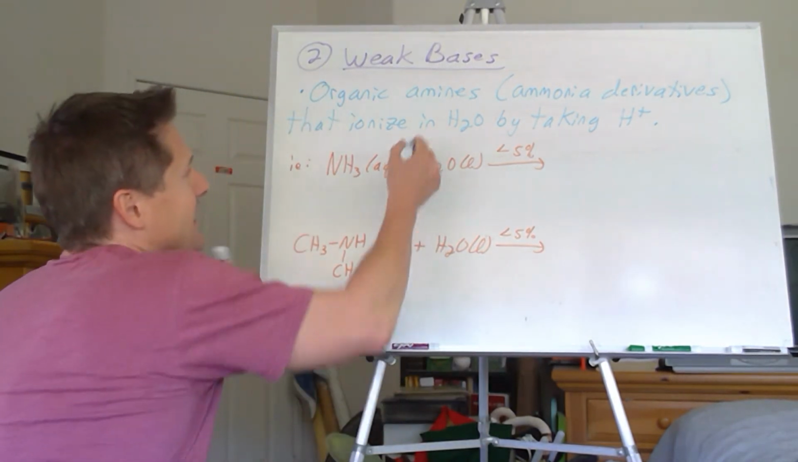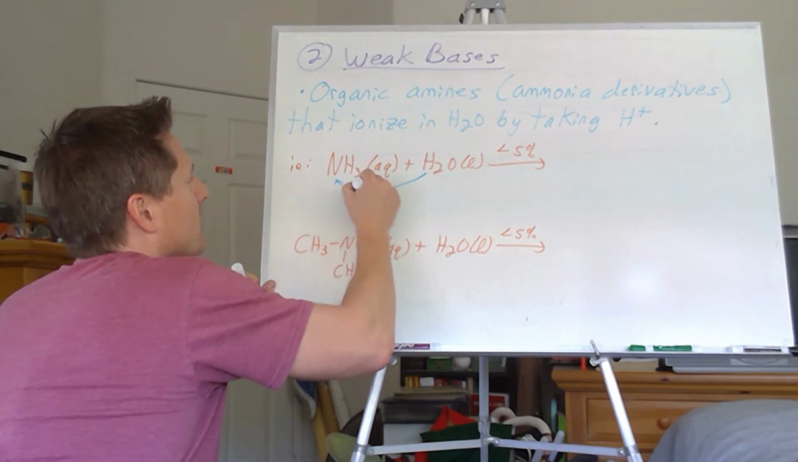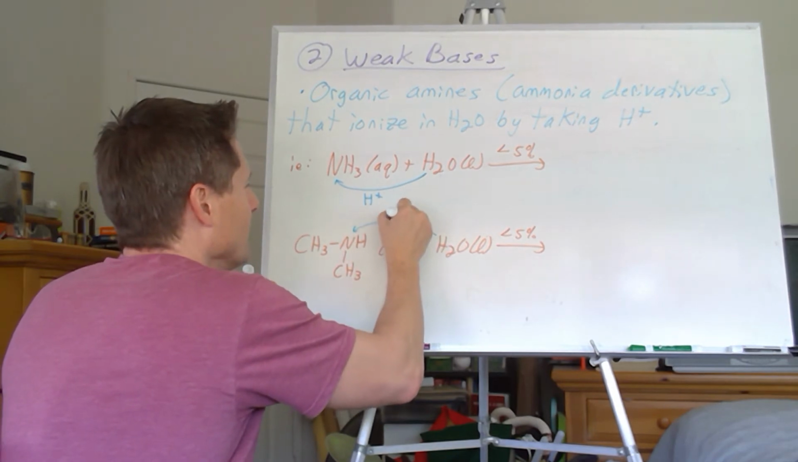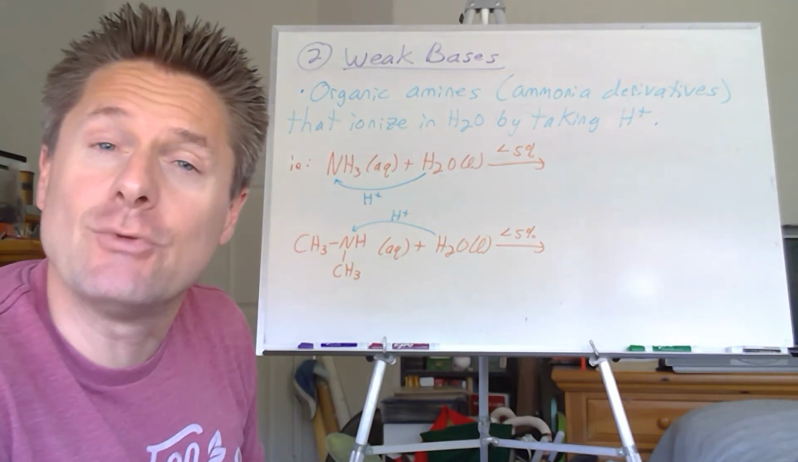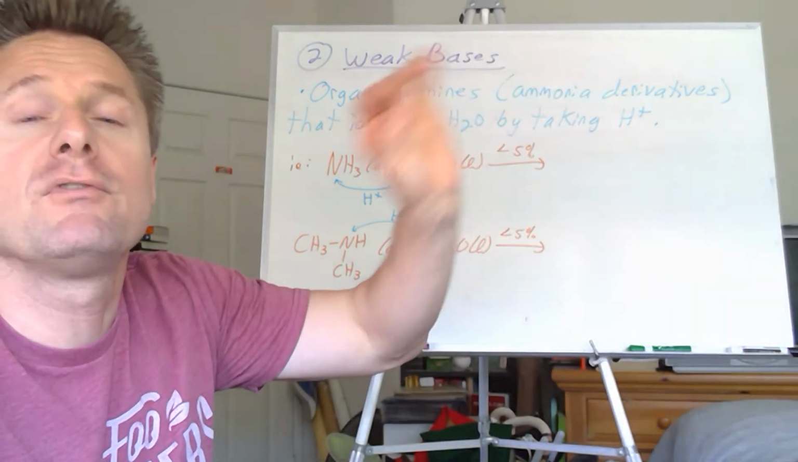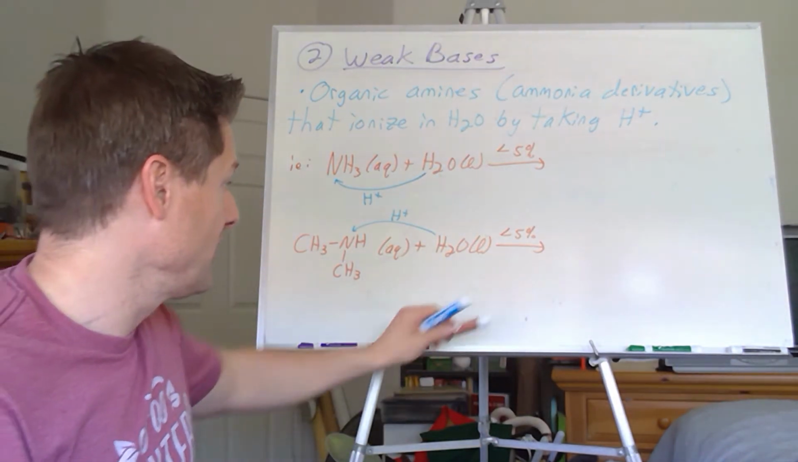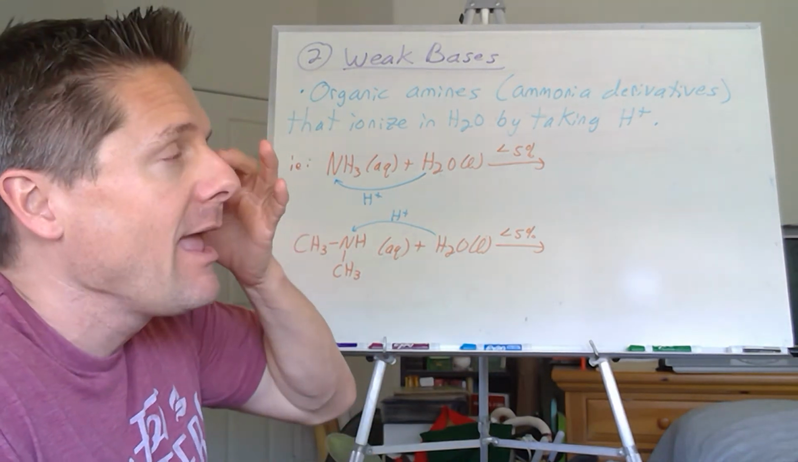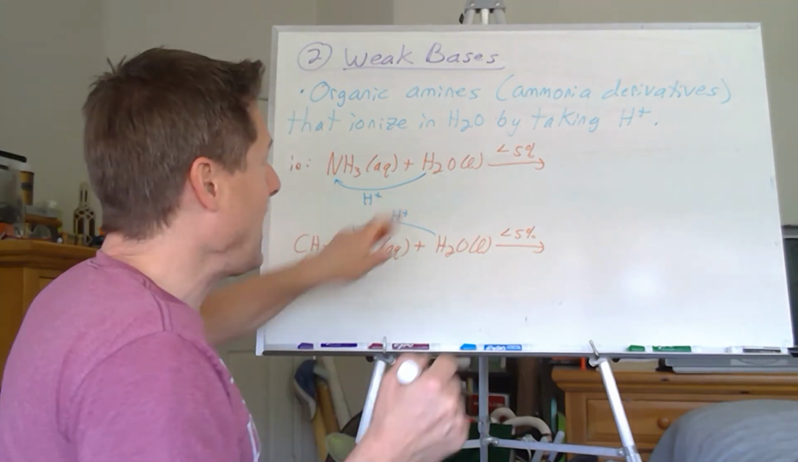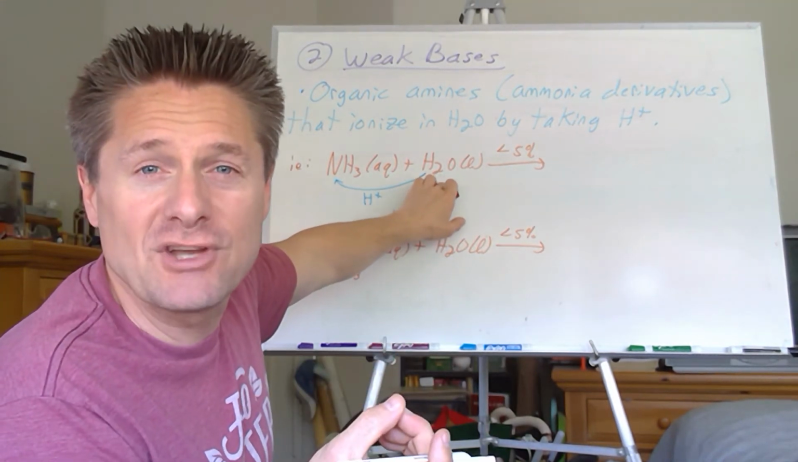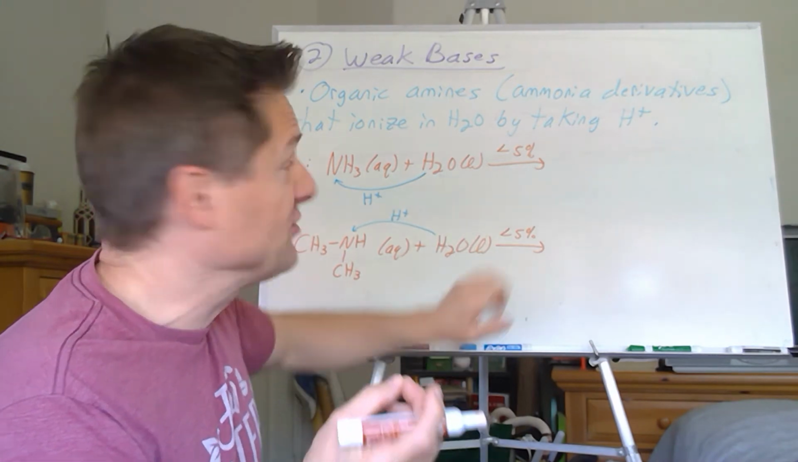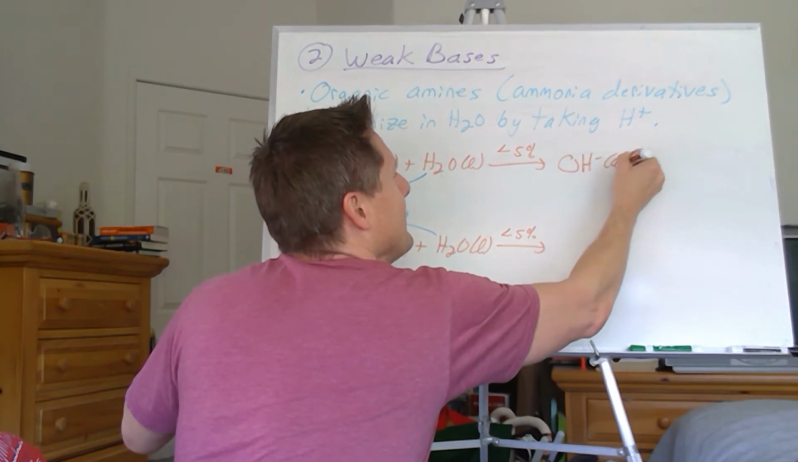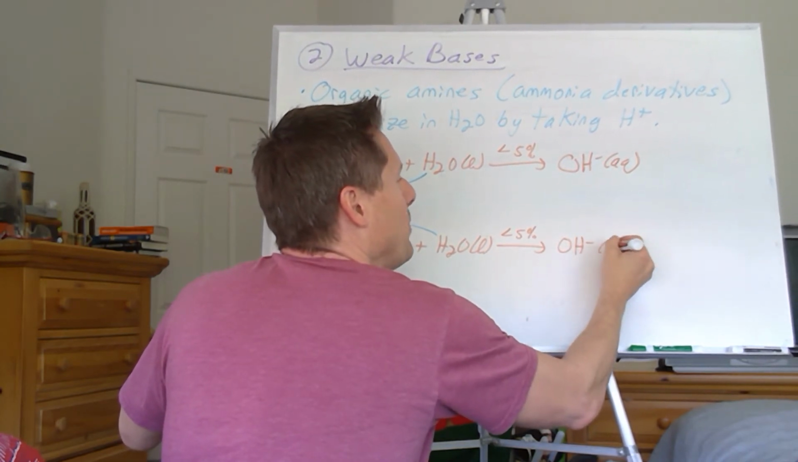And what that means is it can accept or take an H+. And that's what bases do. Acids are proton or H+ donors. Bases are proton or H+ takers or acceptors. So in this case, they're taking an H+ from water. So what are we going to get if water loses a hydrogen and a positive charge? It loses a hydrogen, so you get 1 oxygen, 1 hydrogen, and you lose a positive charge, so it goes from neutral to a -1. So you get OH-. That's why it's a base, my friends.